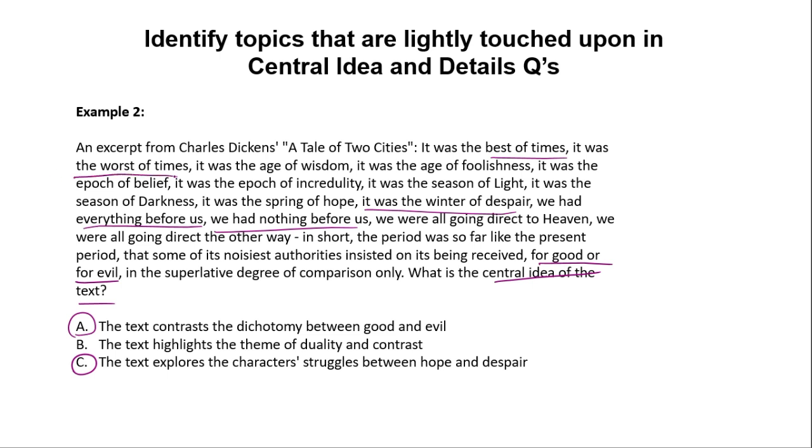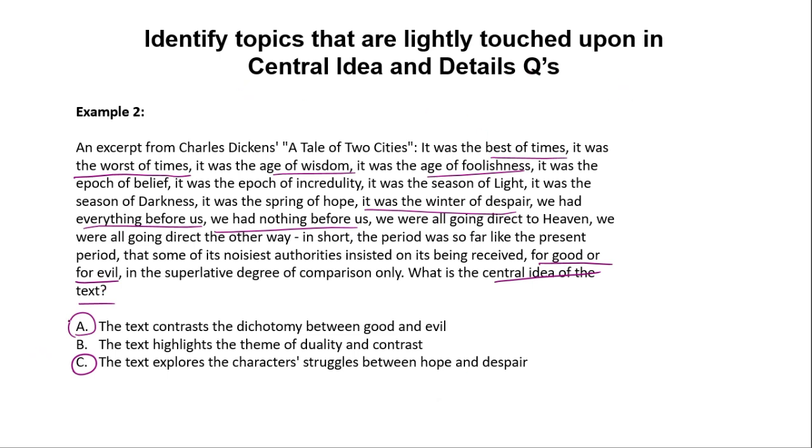It was the worst of times, right? It's the age of wisdom. It's the age of foolishness. So there's a lot more going on than just a struggle between hope and despair, right? So that's why even option C contains information that is only lightly touched upon.